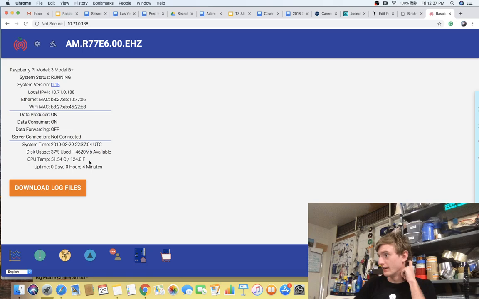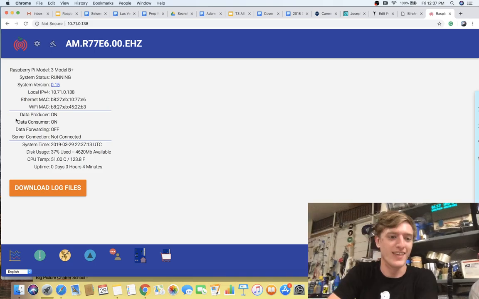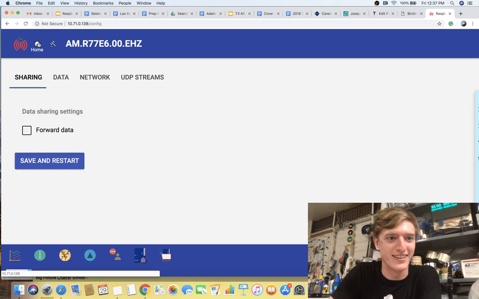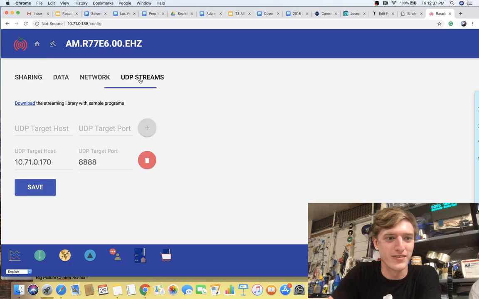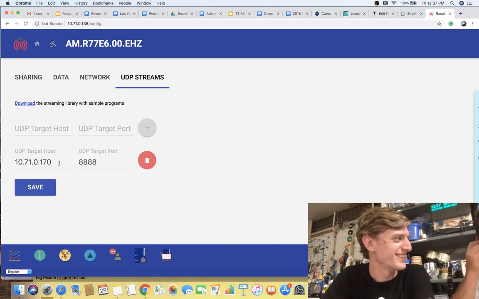Okay, so do we have another Pi set up that we're going to send the data to? We'll send it to that one up there. Okay, so that one's actually already set up in here. If we come to the settings into UDP streams, we have this one already set up. It has the IP address of this LED matrix, which is actually printed on it, which is very useful. Hold on a second, Ben. UDP, can you tell me what that means?